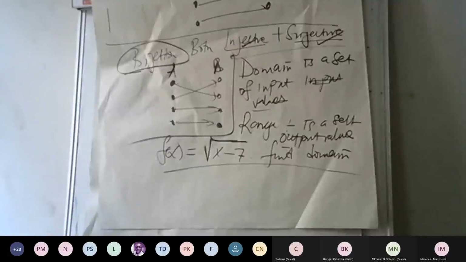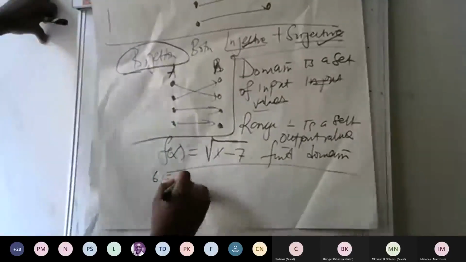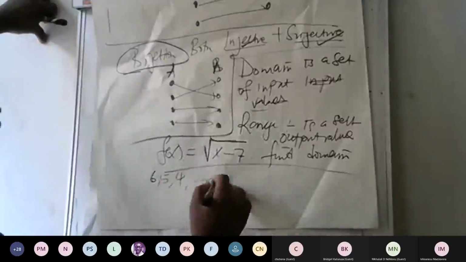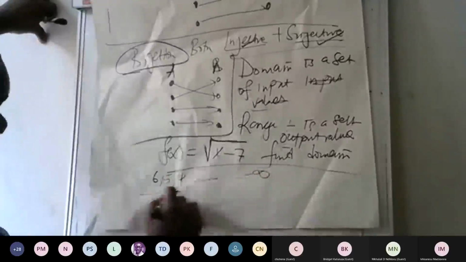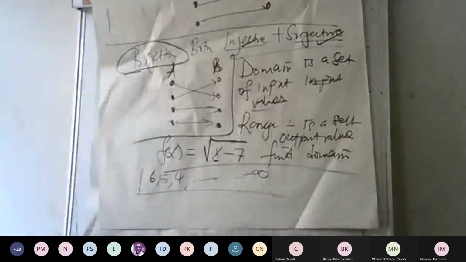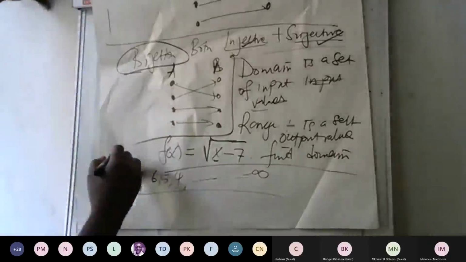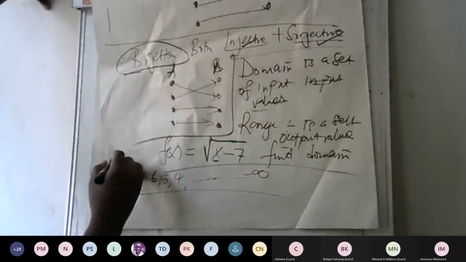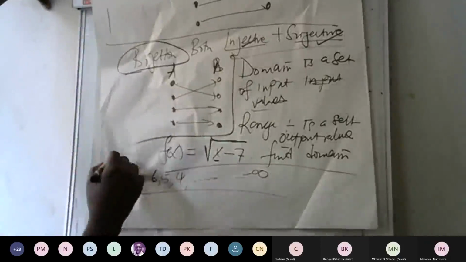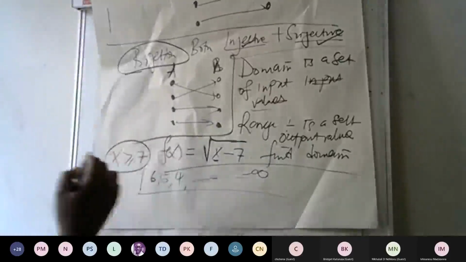So numbers like 6, numbers like 5, numbers like 4, and as we go on to negative infinity, these values will produce a negative value inside that square root, and we don't want that. So I can generalize to say that the set of input values there is just to say a number should be greater than or equal to 7. I can come up with a domain like this.